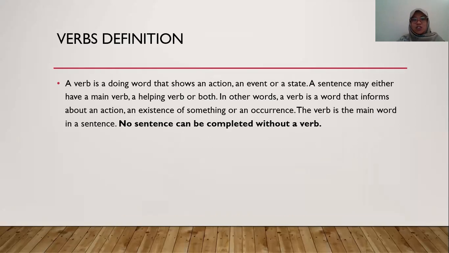So the verb definition is a doing word that shows an action, an event, or a state. A sentence may either have a main verb, a helping verb, or both. In other words, a verb is a word that informs about an action, an existence of something, or an occurrence. The verb is the main word in a sentence.